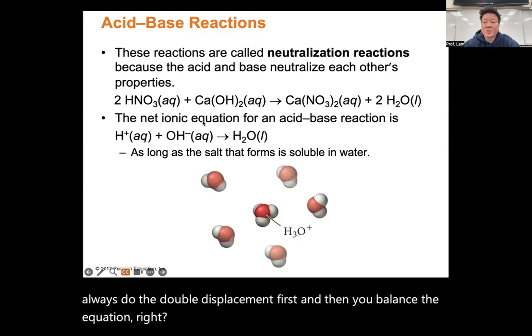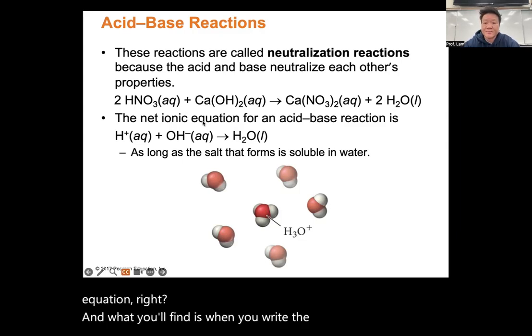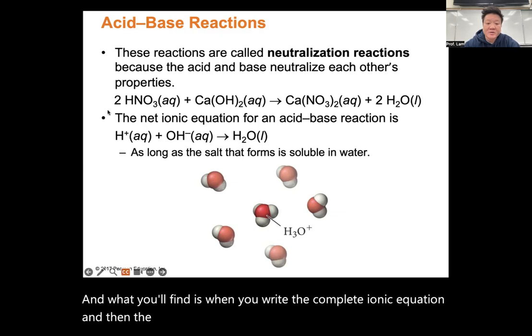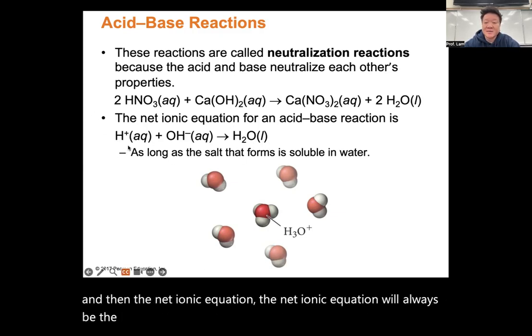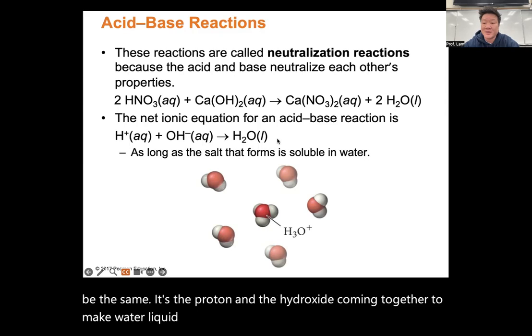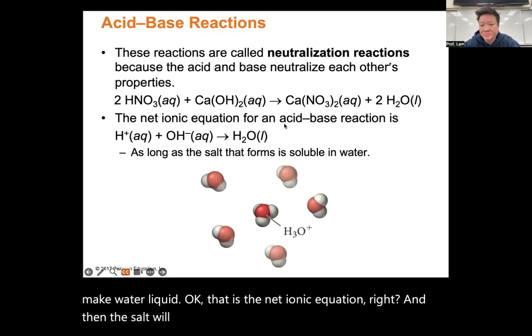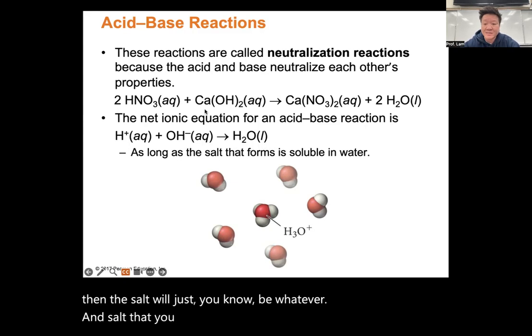And what you'll find is when you write the complete ionic equation and then the net ionic equation, the net ionic equation will always be the same. It's the proton and the hydroxide coming together to make water liquid. Okay, that is the net ionic equation, right? And then the salt will just be whatever salt that you had started with, right?